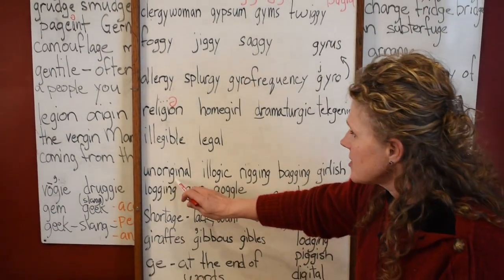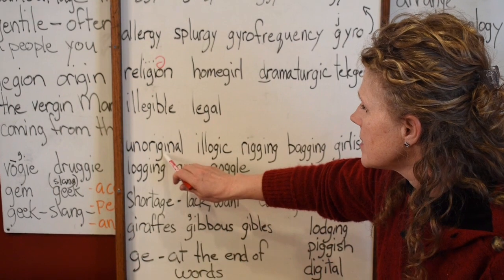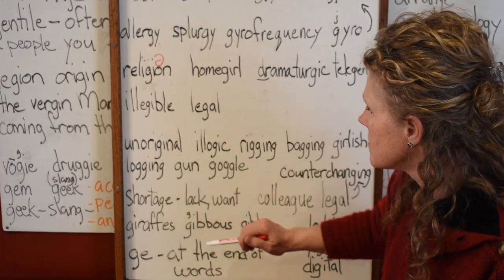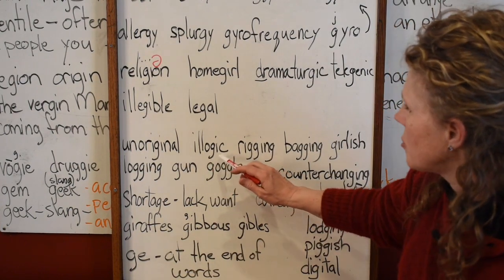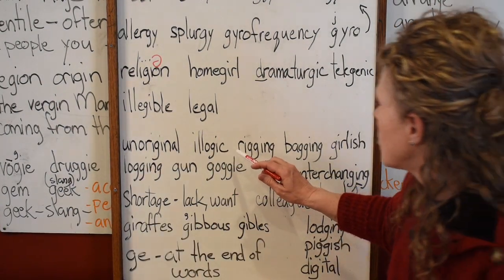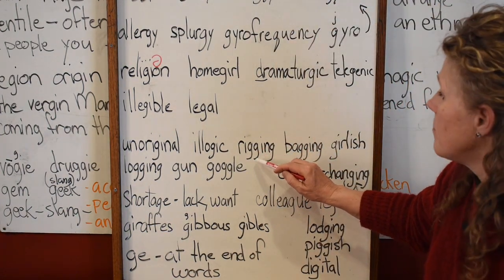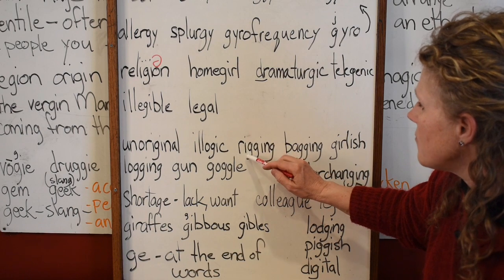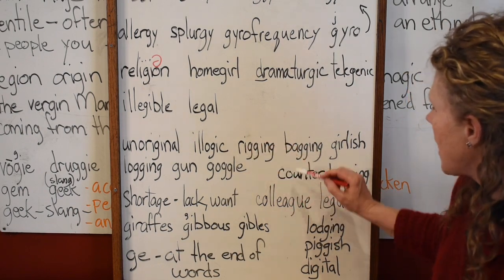Original. That switches right here because this right here is an E, I, or Y. Unoriginal is what that says. Illogic, that is changing because that is an E, I, or a Y. Rigging. Now how come this is not changing? Because it's doubled. You have a consonant, vowel, consonant. It's keeping the rig base word.